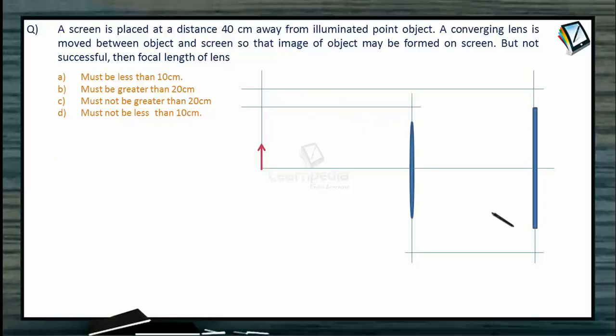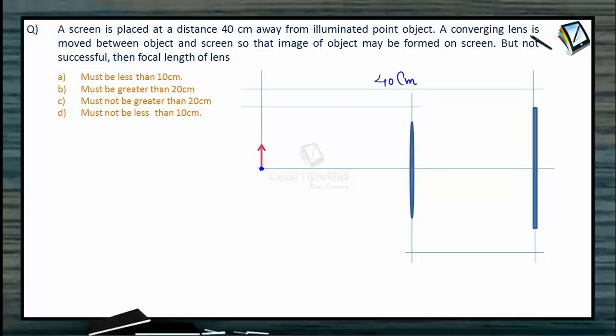The question is, a screen is placed at a distance of 40 centimeter away from an illuminated point object. I have shown one arrow. I'm sorry for this, but anyway, the question is not going to change. Here it is a point object, but I have shown the extended one. Doesn't matter. A screen is placed at a distance of 40 centimeter from the illuminated point object.